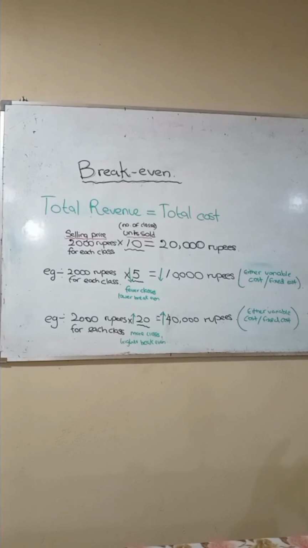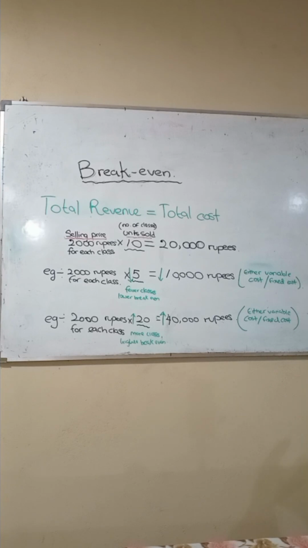Then the second example, let's assume my cost increases to 40,000. It can be maybe because they decided to increase the rent, or maybe the printing cost increased. Because of that, now my total cost is 40,000 rupees. Now what will happen? I will have to at least do 20 classes each and every month in order to cover up my 40,000 rupee cost. That means I will have to do more classes, which also means a higher break-even level of output. I have to conduct more classes in order to cover up my cost.